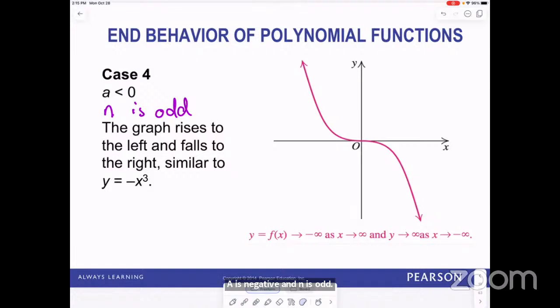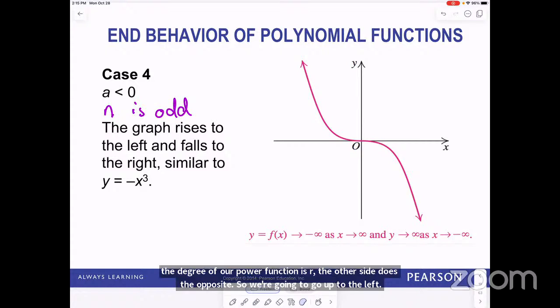So then a negative a, we're going to go down to the right. Because the degree of our power function is odd, the other side does the opposite, so we're going to go up to the left. All right? Okay, that's fine. Let's keep going.